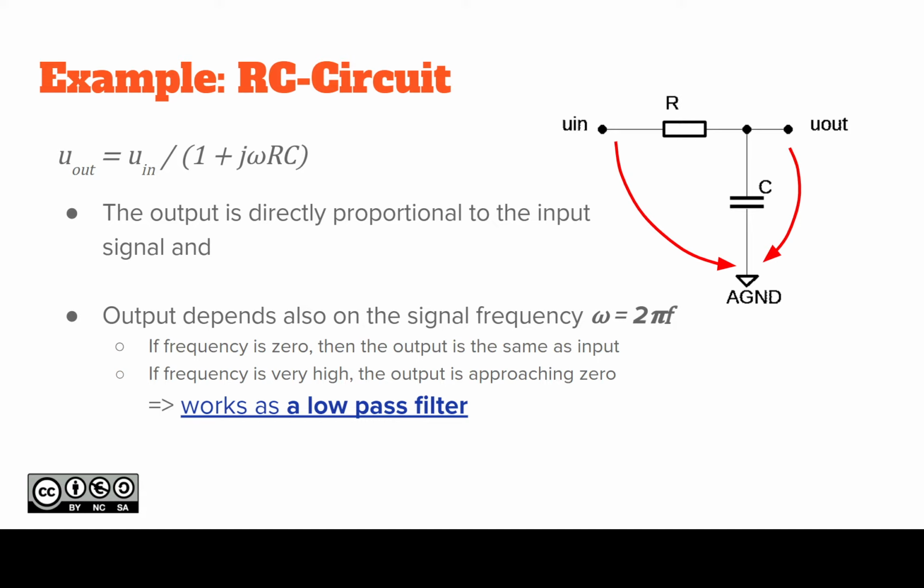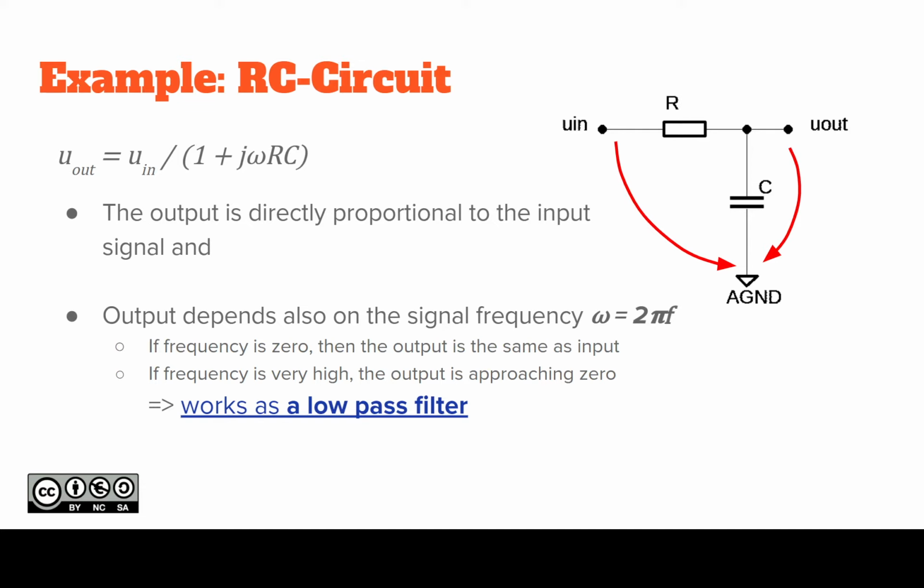Back to this example, RC circuit. So we have the output is the same as input divided by 1 plus j omega RC. That was already, well, this comes from the voltage divider equation. We already showed that one.